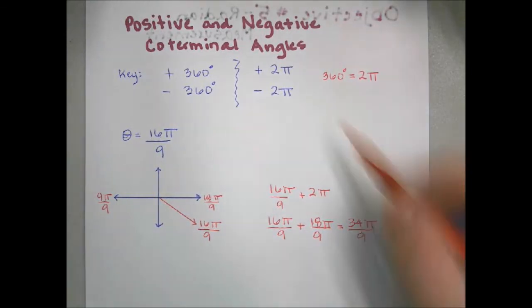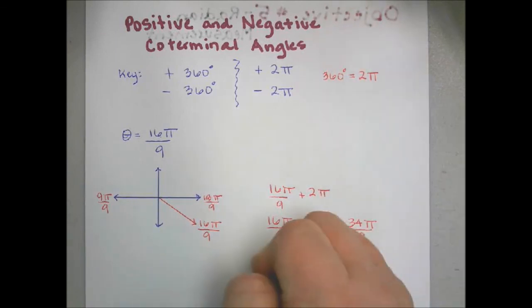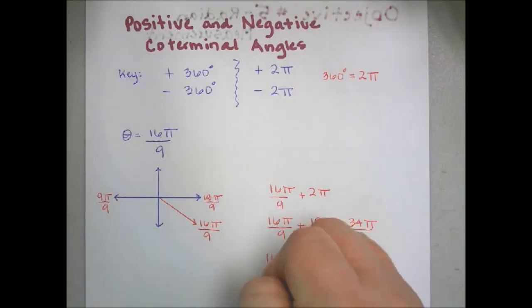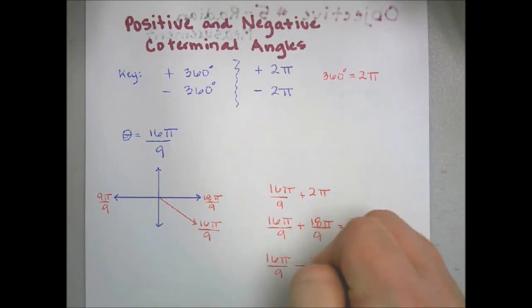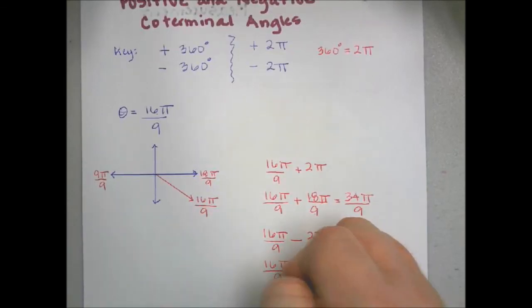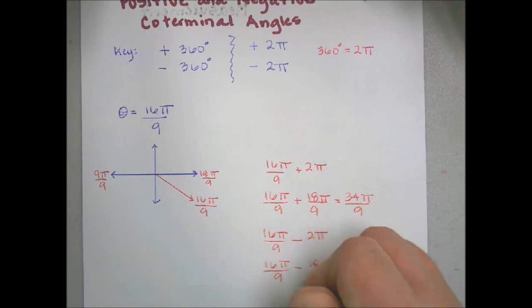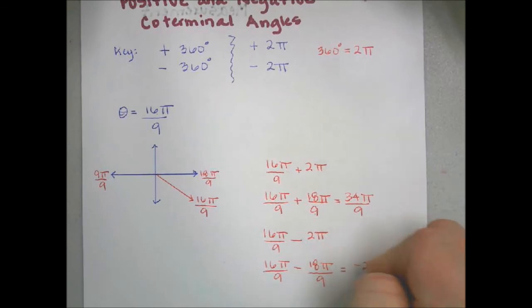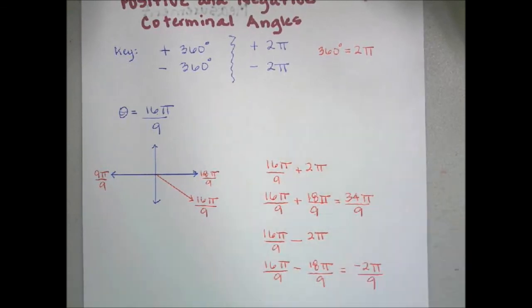Now let's see if by going the other way, we're going to get a negative. So that would be 16 pi over 9 minus 2 pi. But for the exact same reason, we need common denominators. So that would be 16 pi over 9 minus 18 pi over 9, which is negative 2 pi over 9. So there's your positive coterminal, and there's your negative coterminal.